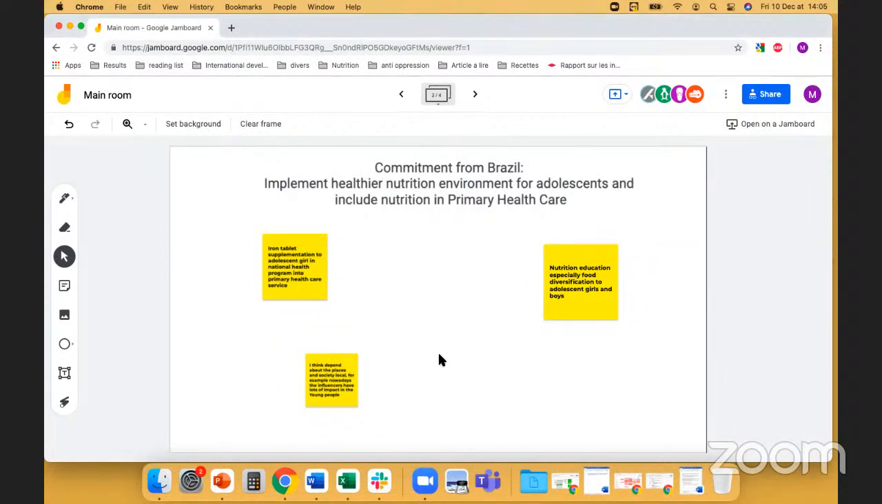Thank you very much for this remark. Does anyone have a follow-up remark, if you have been able to understand this via the interpreter? And do you have some thoughts about including nutrition in primary healthcare, any type of intervention that you think is necessary to make progress on this commitment?